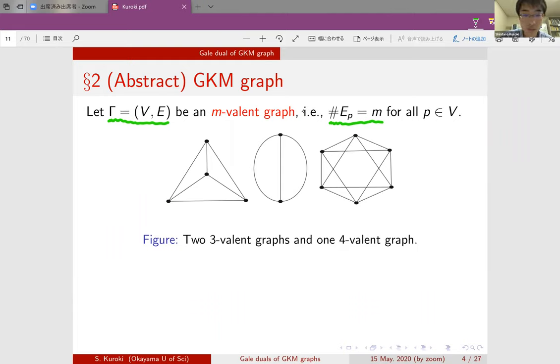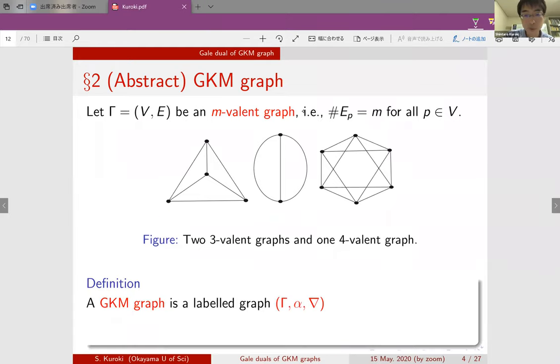Okay. So for example, the left two graphs are three-valent graphs because every vertex has exactly three outgoing edges. And the right graph is a four-valent graph. Okay, so we can use this to check it.